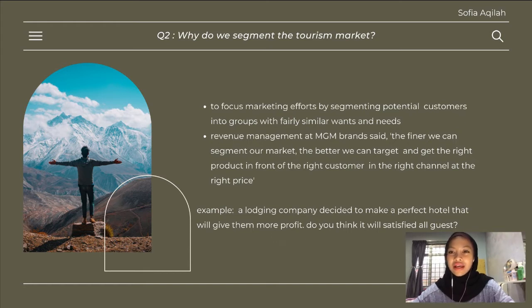As an example, a lodging company decided to make a perfect hotel that will give more profit to them. Do you think it will satisfy all the guests? The answer is no. Some guests prefer a clean and comfortable place for their night, which is inexpensive for their budget. But some guests prefer to be pampered: a lot of room service, a lot of room types, and a gym, spa, and restaurant for them to change their mood and get some vacation or holiday.